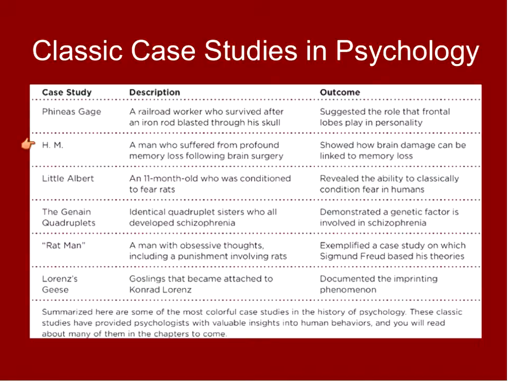We'll also look at the case study of HM when we get to the section on memory. And it turns out that the HM case study is one that highlights really, really clearly for us the very important role that a brain structure known as the hippocampus plays in memory formation. He was a man who had brain surgery to deal with his epilepsy. And after they did what's called a medial temporal lobotomy, which included the removal of his hippocampus, he was unable to form new memories anymore.